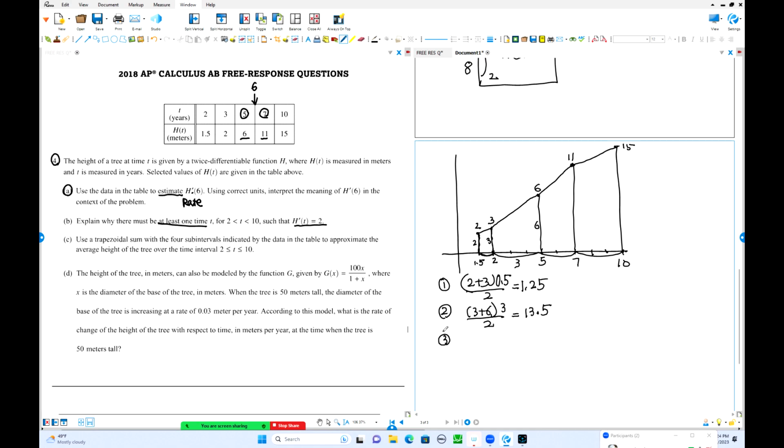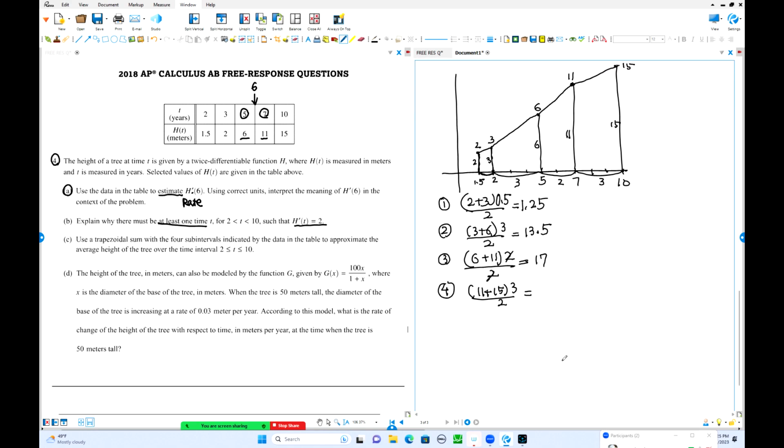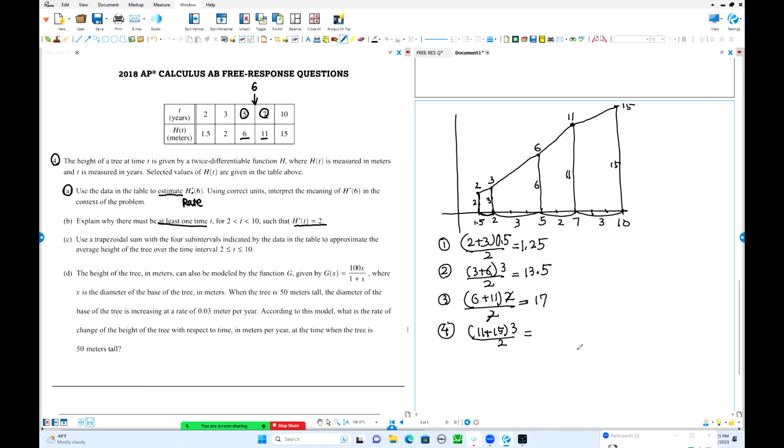Third one. This is 6, this is 11, right? Upper base 6, the bottom base 11, and the height is 2 over here, and divided by 2. This is cancelled out, will be 17. The last one over here. This is 11, this is 15. So base 1 plus base 2, 15, times the height, which is still 3, and divide by 2. That is 26 divided by 2 is 13 times 3 is 39.